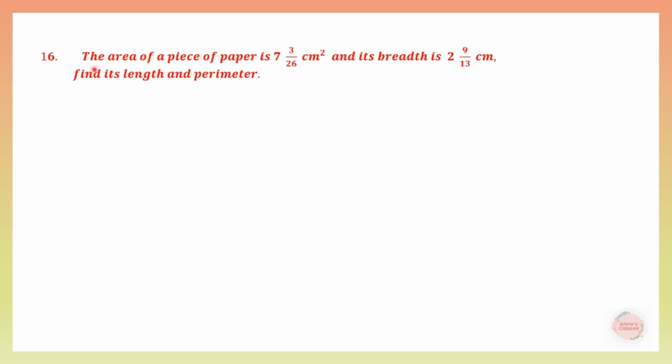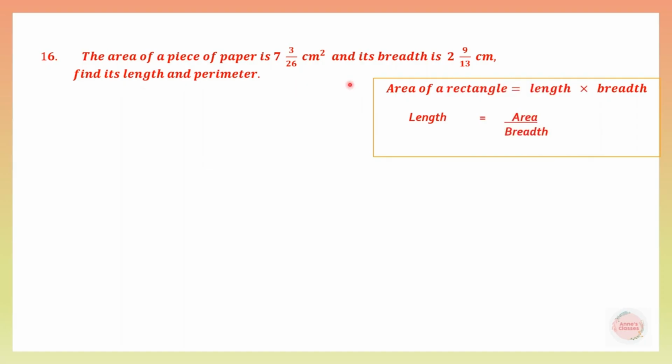Question 16. The area of a piece of paper is given to us. The breadth is given to us. Now we have to find the length and the perimeter. So now we can make out this is a rectangle. The breadth is given and the length is asked. So it has to be different from this. So this is a rectangle.